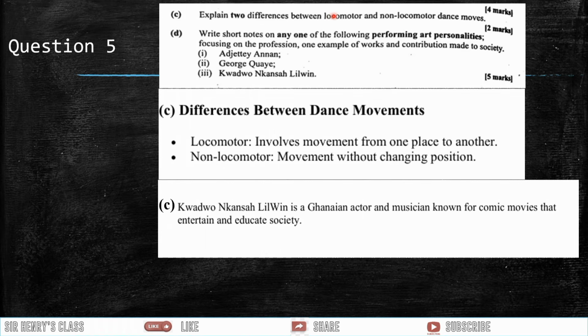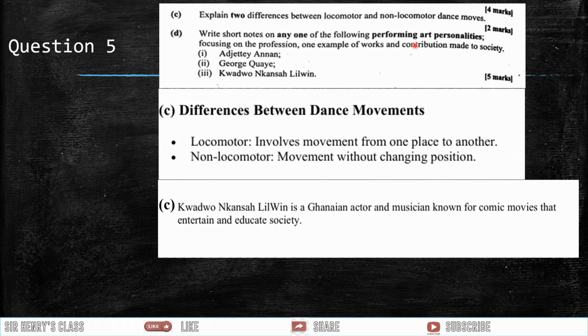Now C and D. So C, we have to give the differences between locomotor and non-locomotor dance moves. So locomotor moves involve movements from one place to the other, but non-locomotor is movement without changing your position.